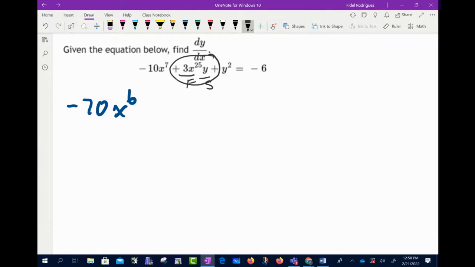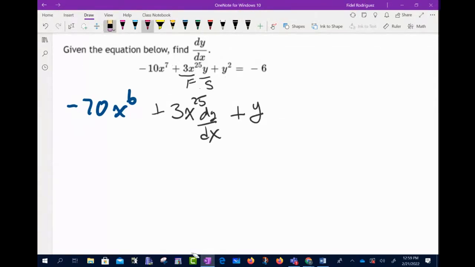Now we're going to take the derivative of this piece here. I want you to notice something. Think of this as the first, and think of that one as the second. So remember, when we would do the product rule, we would say we're going to take the first function, which is 3x to the 25th, times the derivative of the second one. Well, the derivative of y would be dy dx.